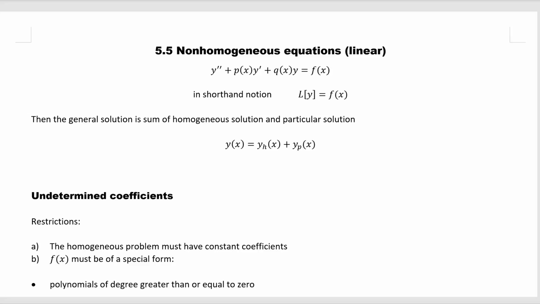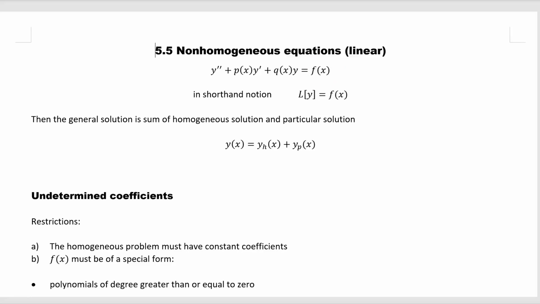So we have been learning how to solve higher order but linear homogeneous differential equations. Homogeneous means the right hand side of the differential equation is 0. Okay, so today we're gonna talk about what happens with non-homogeneous equations. So that means the right hand side is a function of x, it's not 0.